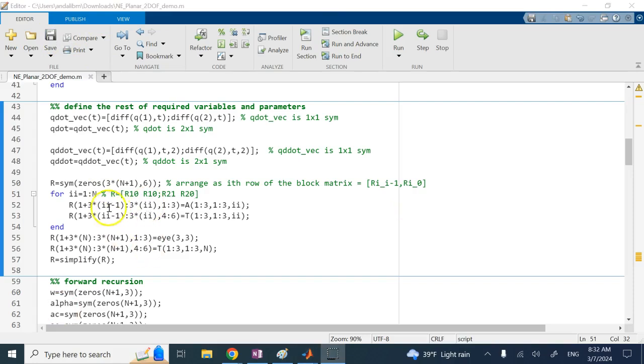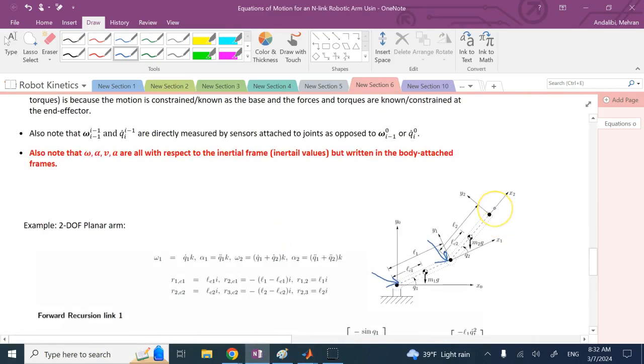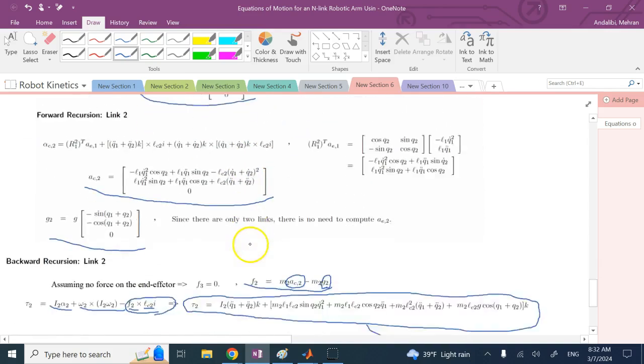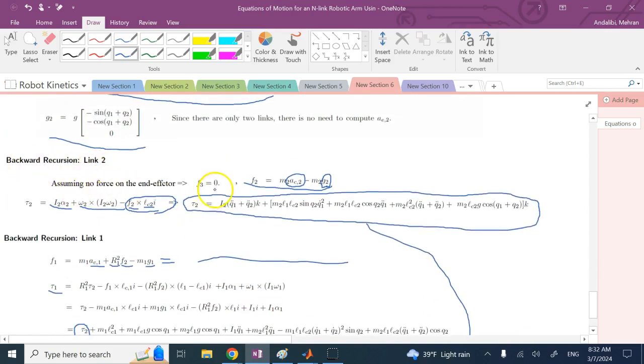Okay, and is that it? No, I need another 2 R's. What are those 2 R's? That is for the end effector frame. So here, basically, I have 2 with respect to 1 and so on, but I also need something for the end effector. Because if you look here into my backward recursions, I also need to have F3, which is the forces applied to the end effector, and tau 3, which are torques that are applied to the end effector.